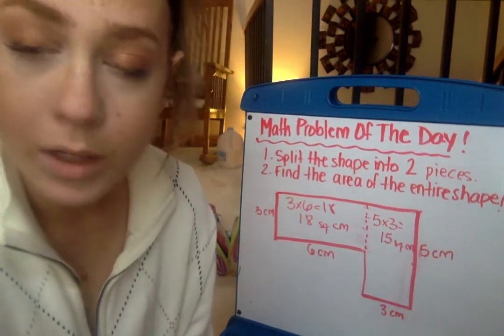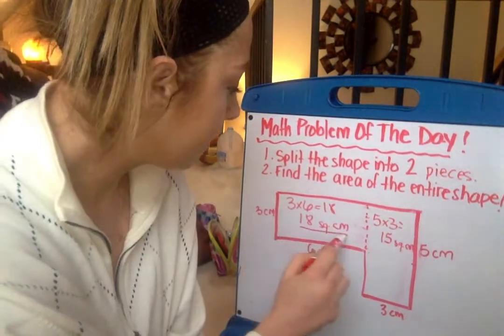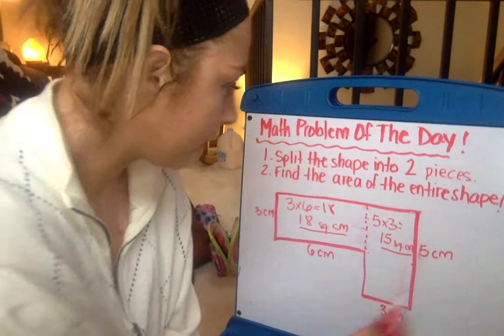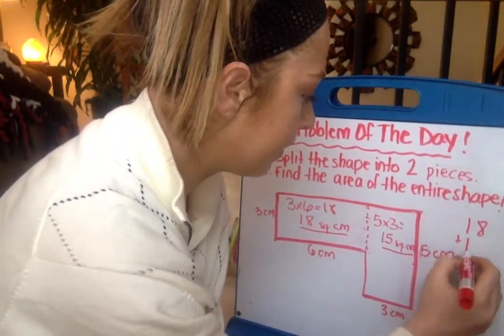So if you remember from yesterday and the day before, in order to find the entire area of the whole shape, we need to take both of those answers and add them together. So I'm going to go right over here. Can you see me over here? Yep. 18 plus 15.